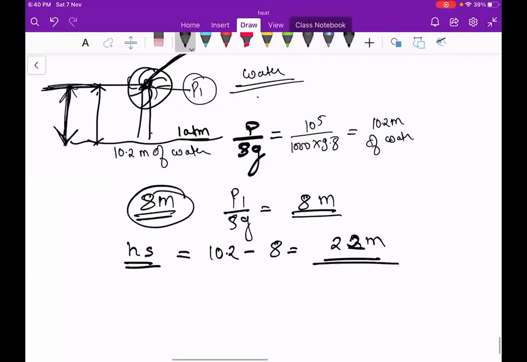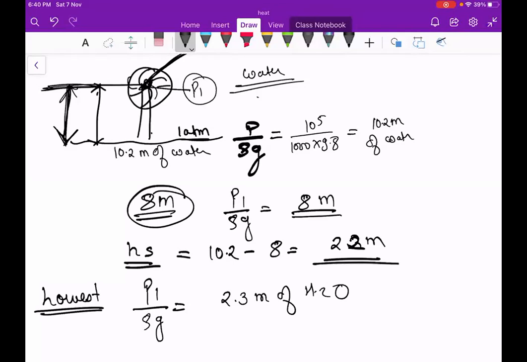It can be a different value, 8 meter, 6 meter, but the lowest value you can go to for P1 by rho g is 2.3 meter of H2O. This is the lowest vacuum you can create in the centrifugal pump, because after this the water will evaporate. This is the vapor pressure of your water.